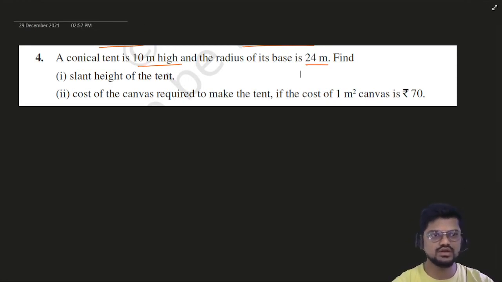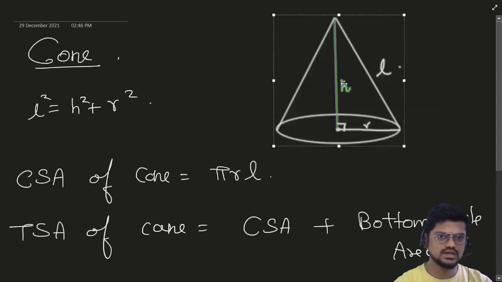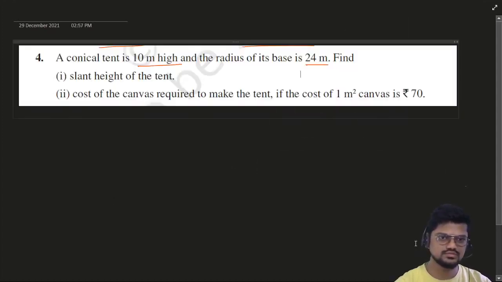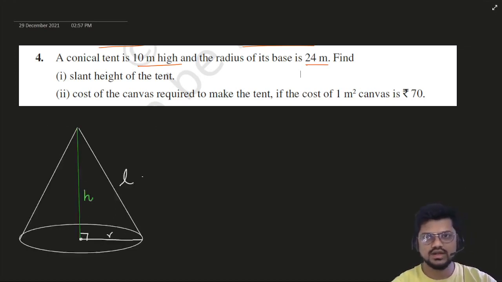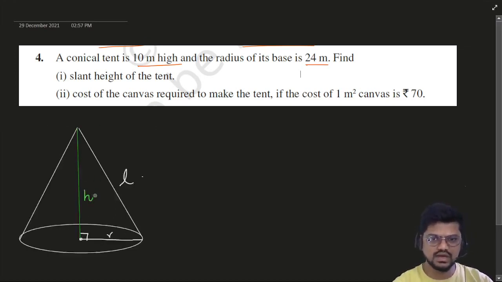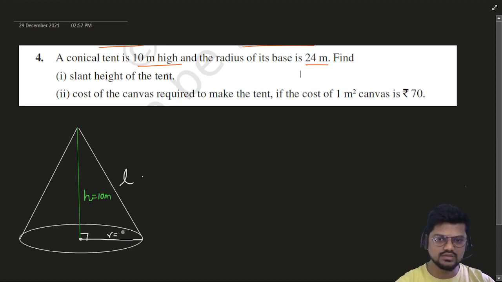Suppose this is your conical tent, let's take this diagram only. A conical tent which is 10-meter high, that means the height is 10-meter and the radius of its base, the radius is 24-meter. Find its slant height. So what would be the slant height?